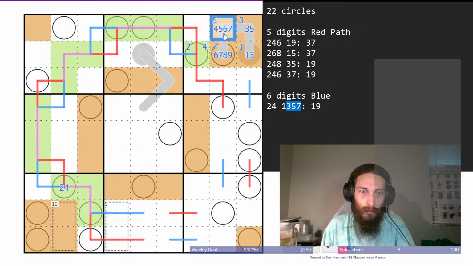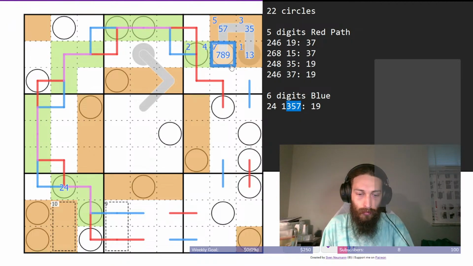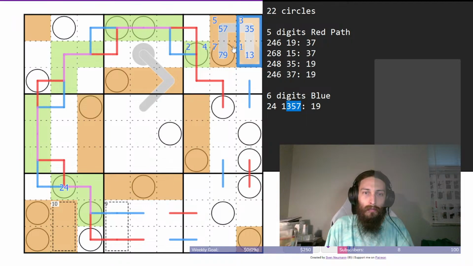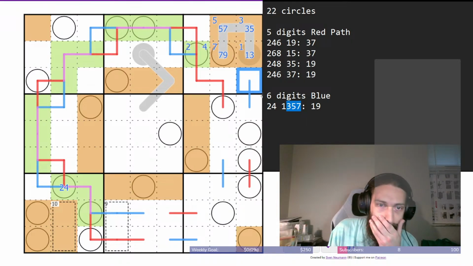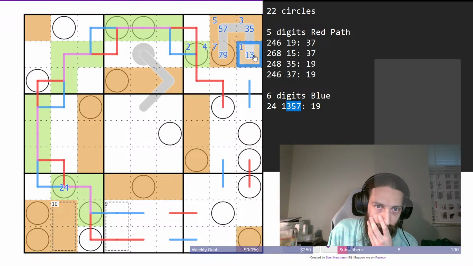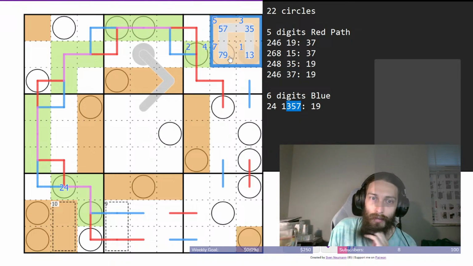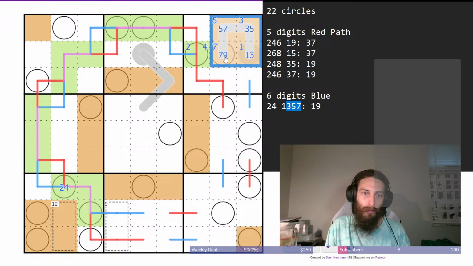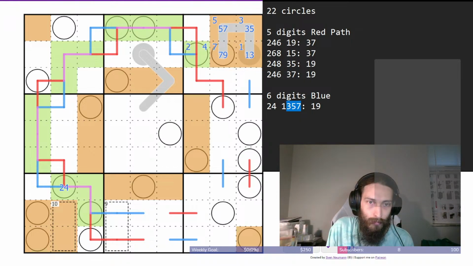So then 2 and 4, and 4 and 6, and 6 and 8 all come out. I'm not guaranteed 1, 3, 5, and 7. I only get that for the blue path. But the blue path now has to go down from here. Then it has to go right from here. 1, 2, 3, and then blue has to continue for 4.